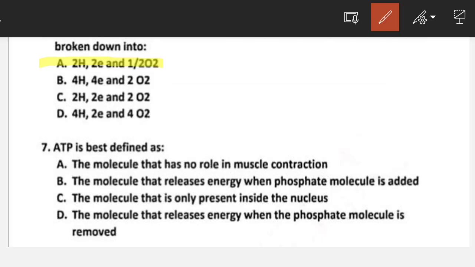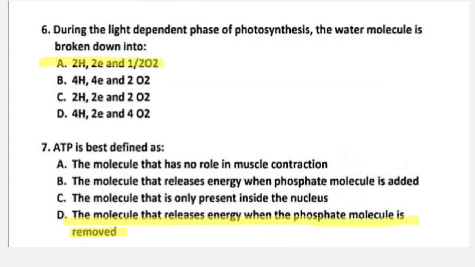Question number 7: ATP is best defined as option A, the molecule that has no role in muscle contraction, option B, the molecule that releases energy when a phosphate molecule is added, C, the molecule that is only present inside the nucleus, and D, the molecule that releases energy when the phosphate molecule is removed. ATP is also known as the energy currency of the cell, and when ATP is converted to ADP, adenosine diphosphate, a great amount of energy is released by this process. So the correct option here will be option D, the molecule that releases energy when the phosphate molecule is removed.